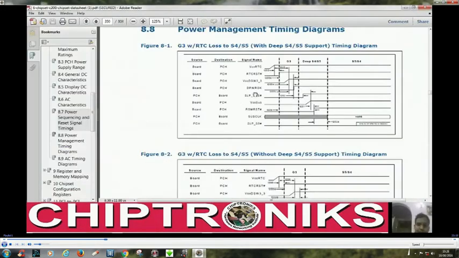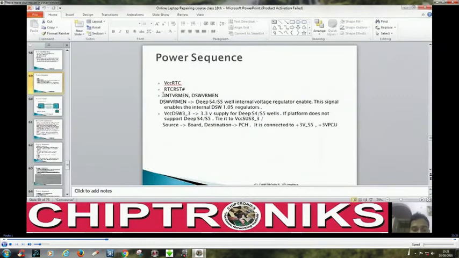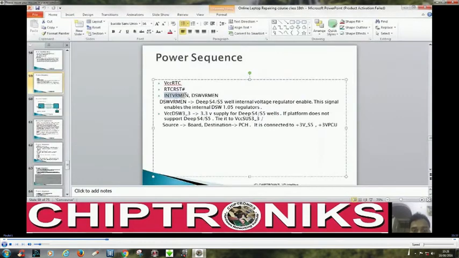See, the Intel data sheet sometimes misses something. They miss some important things. And you see, after RTC RST has, it is directly going to VCC DSW3, but as we have seen in our earlier class also, the internal voltage regulator enable and deep sleep well voltage regulator enable, these two signals are also important.